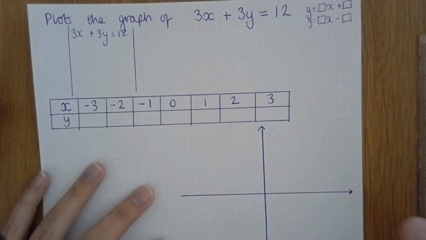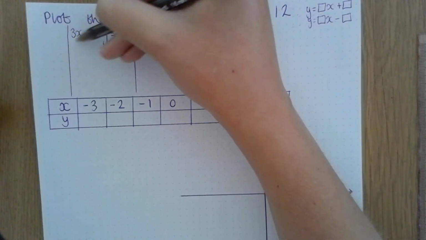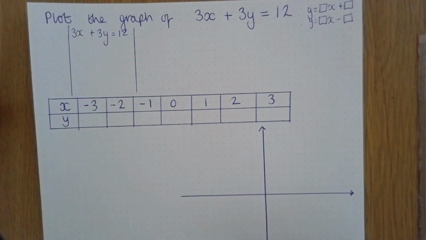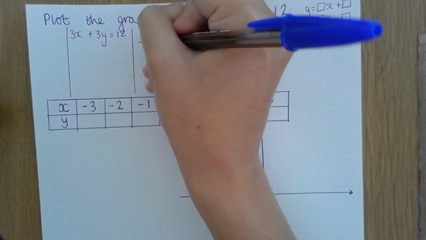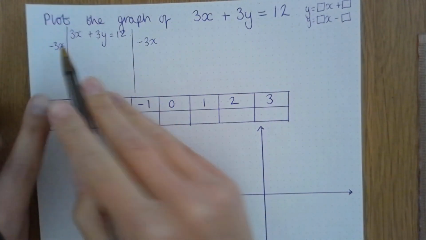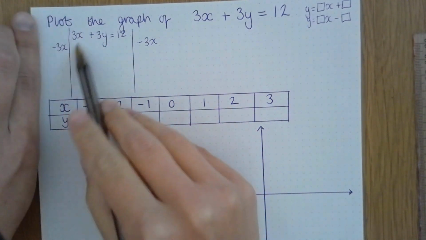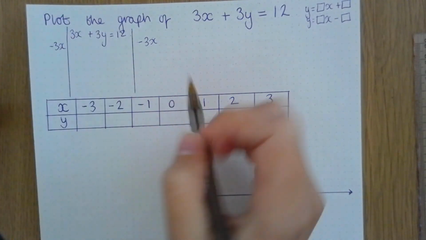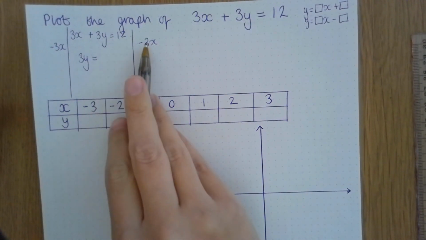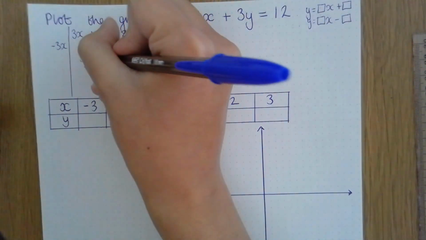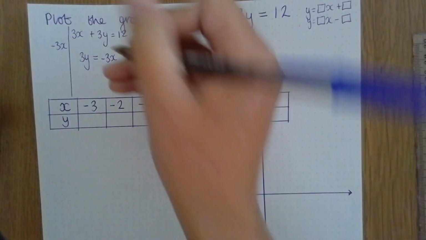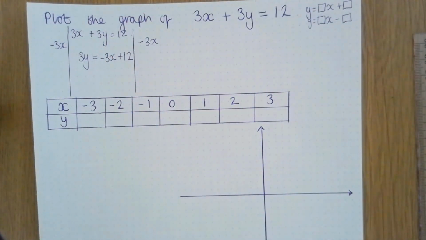So what's stopping the 3y from being on its own over here is the 3x, but that's a positive 3x, so we need to take away 3x from both sides. So plus 3x, take 3x, they cancel each other out, so we're left with 3y on that side equals, but this side we need to take away 3x, so we've got negative 3x, and that's a positive 12 because it's not got a minus sign before it, so plus 12.